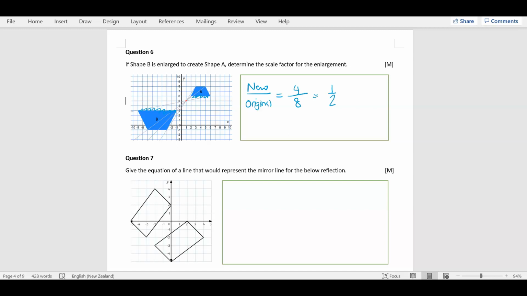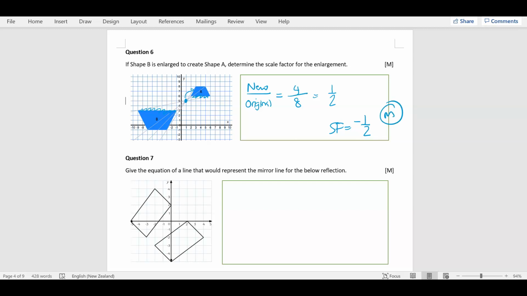Normally, that's when you stop if it's a positive scale factor, but you can see our center of enlargement is in the middle there, and the shape is now on the other side of that, and that tells you it's actually going to be negative. So our scale factor is going to be negative 1/2. If you told me negative 1/2, you would have got a merit.